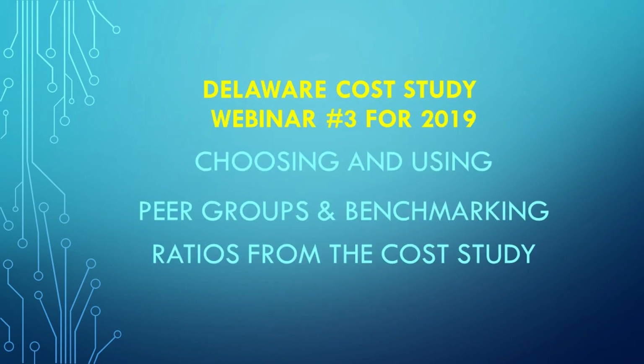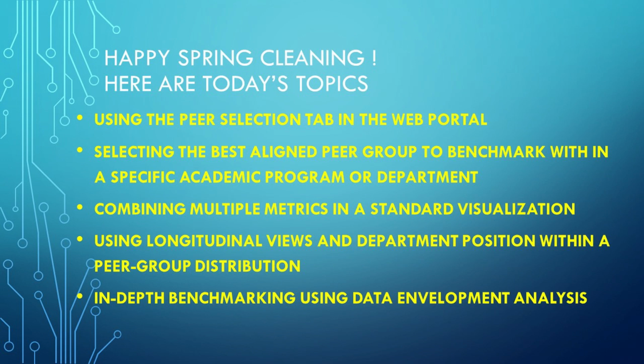So today's topic is really going to be how to use the web portal to pick peers and to do benchmarking at the academic discipline level. And we'll also talk about other ways of choosing peers and some options that may be more useful to you. A little outline of what we're going to do looks like this.